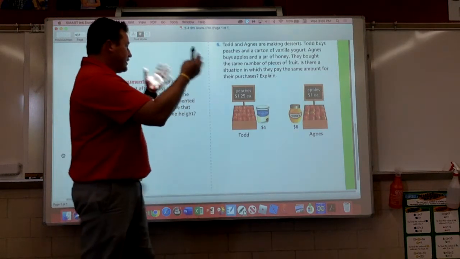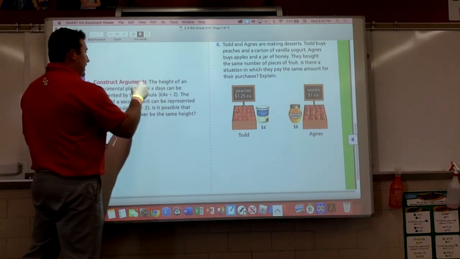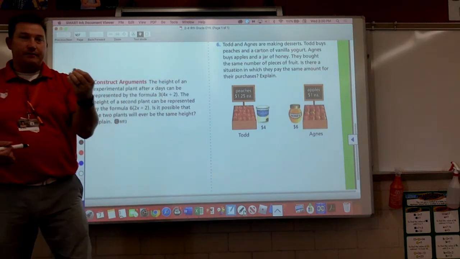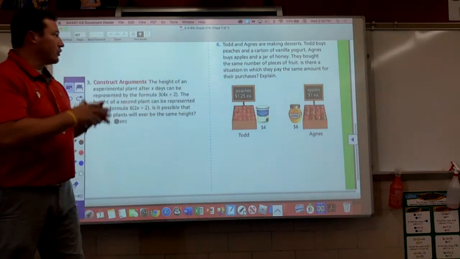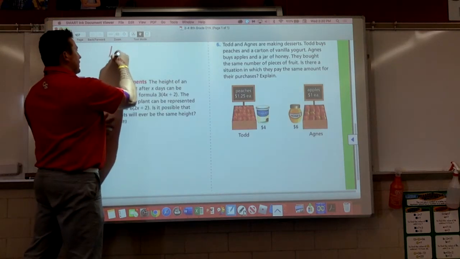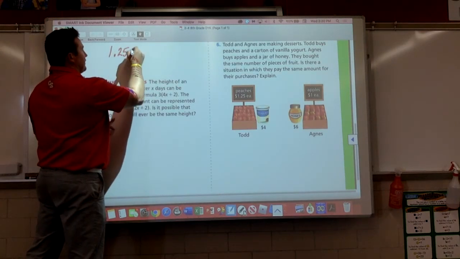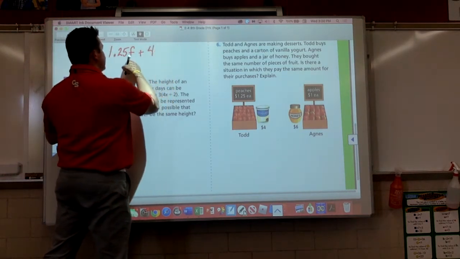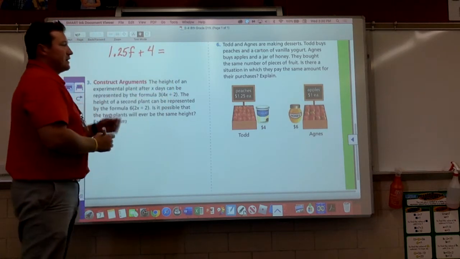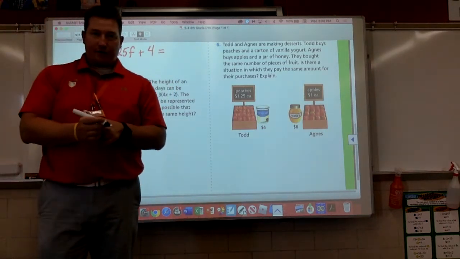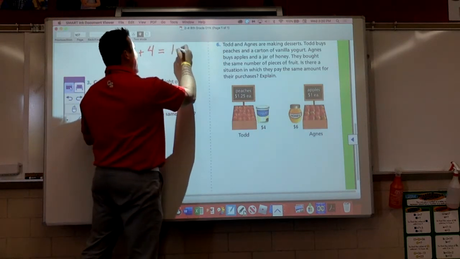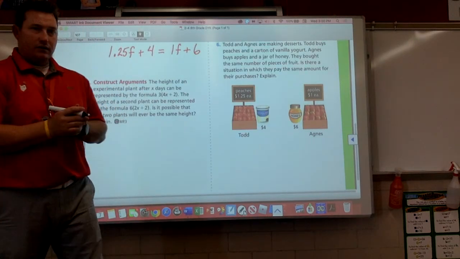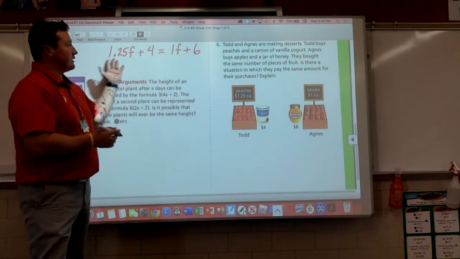So we need to set up 2 equations. I'm going to write them over here. We're going to have Todd, and we're going to make an expression for him. We're going to have Agnes, and we're going to make an expression for her. We're going to set them equal to each other. So we're talking about $1.25 for each piece of fruit plus he buys his yogurt for $4. So this is my buddy Todd. Agnes, on the other hand, spends $1 for an apple. Again, we don't know how many apples she bought, but she also bought some honey. So there's what our equation looks like.